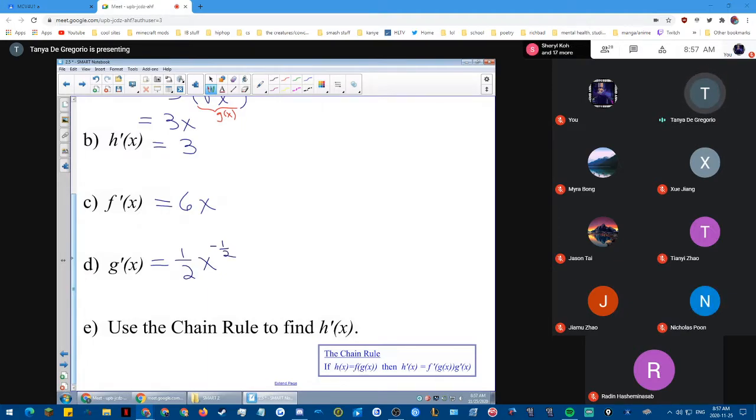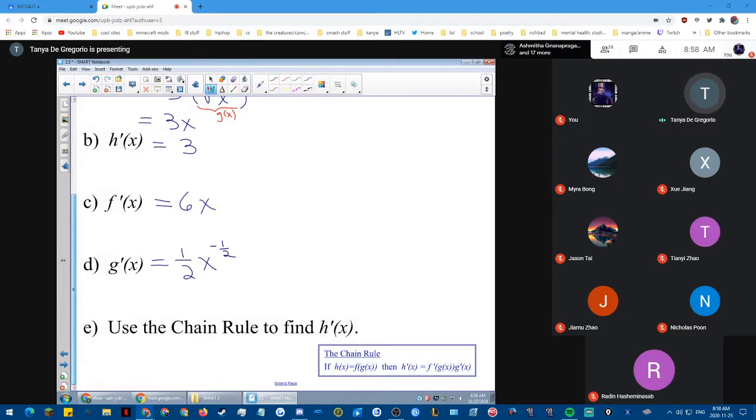Okay. Now, using that chain rule. Wait, isn't it negative 3 over 2? Okay, so let's try. So it was like this. You had x to the 1/2, and you have to subtract 1, which is 2 over 2. So this is, right. That's true. Right.